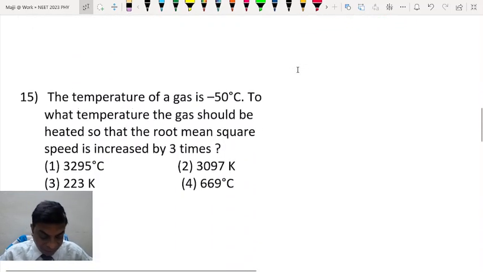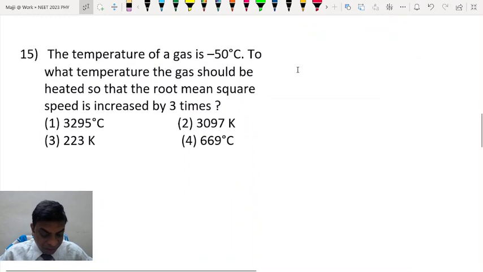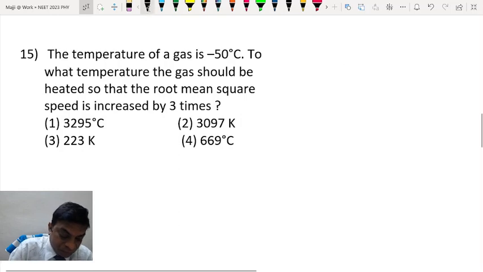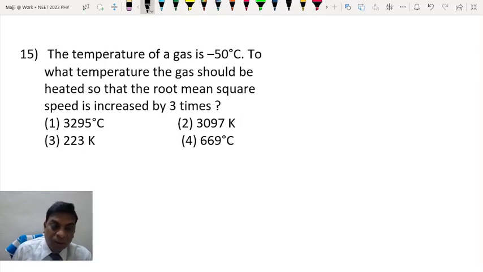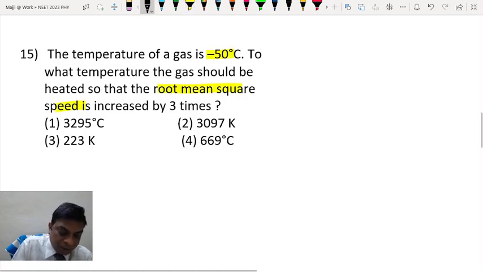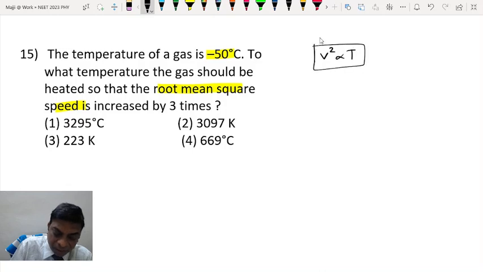The temperature of a gas is minus 50 degrees Celsius. To what temperature should the gas be heated so that the root mean square speed is increased by 3 times? Now again we'll be using the shortcut method. Students, always try to apply shortcut methods in these kinds of questions. So first thing is that you should know the dependence of temperature on RMS speed. So dependence of temperature on RMS speed is this: V square is proportional to T. This formula you know, isn't it? V is equal to under root 3RT by M.